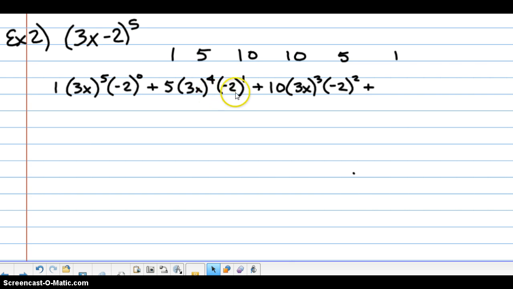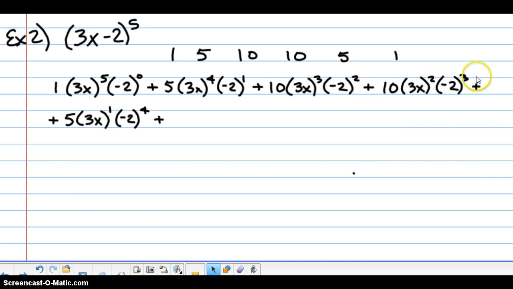Notice that I put an addition sign between all of these. Notice that I'm putting parentheses around the negative 2's because the negative will matter. Notice how I finish this off. Each one of these powers adds up to 5: 5 plus 0 is 5, 4 plus 1 is 5, 3 plus 2 is 5, 2 plus 3 is 5, 1 plus 4 is 5, and 0 plus 5 is 5. They all add up to our 5.